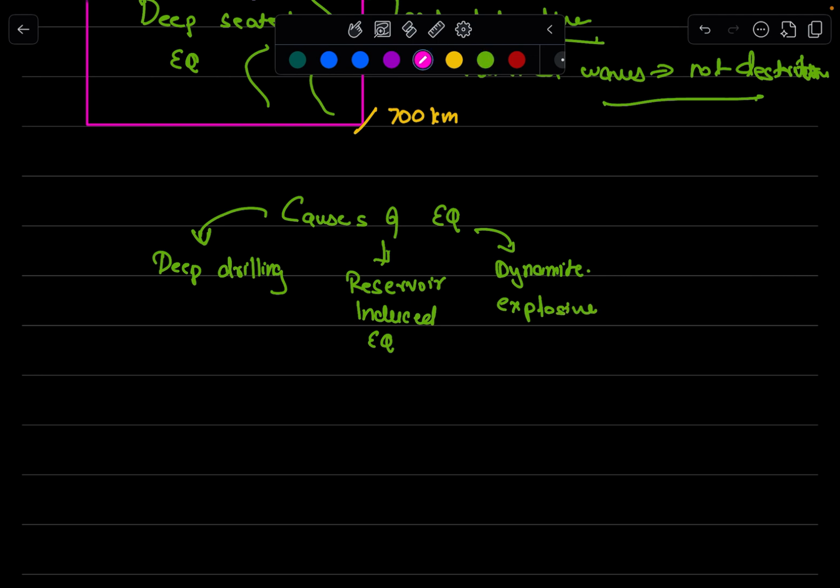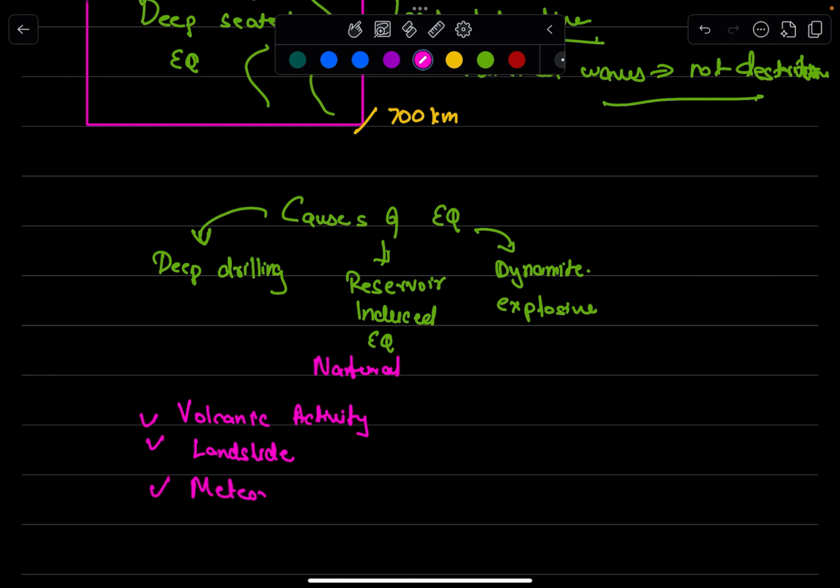Then if we talk about the causes which are natural: volcanic activity. Natural, we have volcanic activity, we have landslide. Okay, we can have meteorite strike as well. However, as of yet we have not experienced it. And convergent boundaries, how can we forget that? Convergent, divergent or transform boundaries all do cause earthquake.